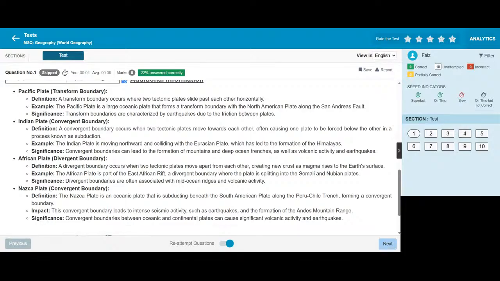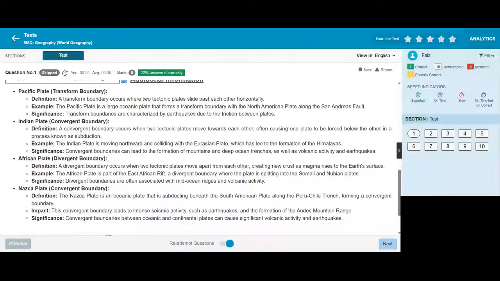The Pacific plate is a large oceanic plate that forms a transform boundary with the North American plate along the San Andreas Fault. Transform boundaries are characterized by earthquakes due to the friction between plates.